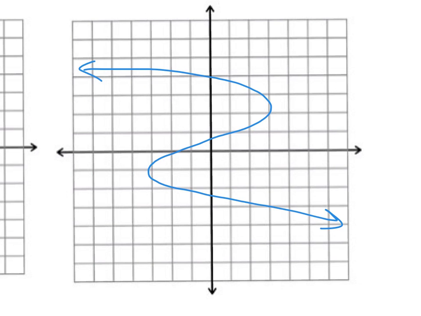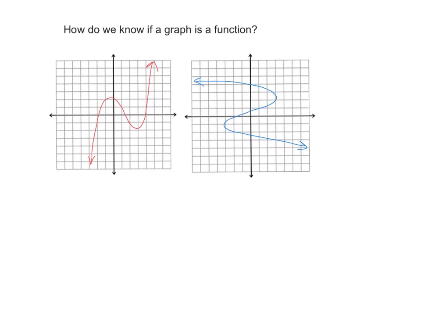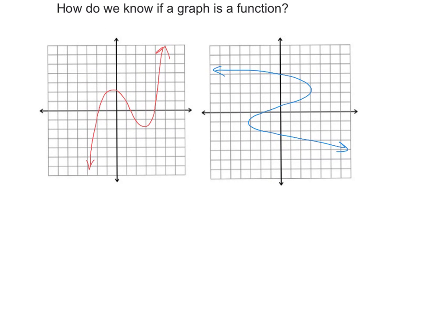And the last thing we're going to look at are graphs and how we know whether or not a graph is a function. So here are two graphs. There's a red graph, there's a blue graph. One of these graphs is a function. The other graph is not representative of a function. And I would like you to take a moment and think about the definition of a function and decide which of these is a function and which one is not. So pause for a moment, then press play.